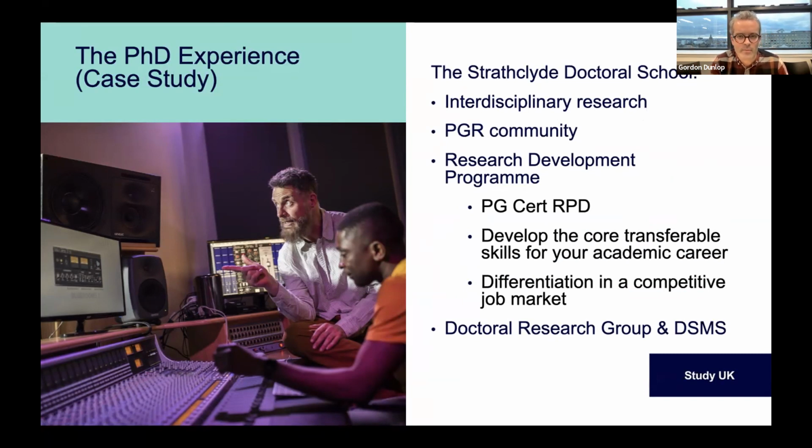And just as an example, here at the University of Strathclyde, we have the Strathclyde Doctoral School. That is an umbrella organization within the university that looks after our PhD students and ensures there is a vibrant community of students coming from all different academic departments from all over the world. I think we currently have something like 1,800 PhD students coming from 80 different countries associated with the doctoral school. So it creates a ready-made community, and it fosters that interdisciplinary research that I mentioned as well.